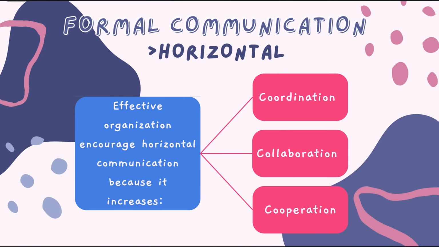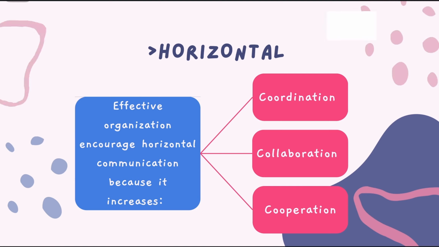Next is horizontal communication. Effective organizations encourage horizontal communication because it increases first coordination, second collaboration, and the third one is cooperation. Horizontal communication, also called crosswise communication, appears to be more prevalent across the lower levels of the organization, where it tends to focus on problem solving, information sharing, and conflict resolution. Horizontal communication is used to improve understanding and coordinate effort for achieving organization objectives.